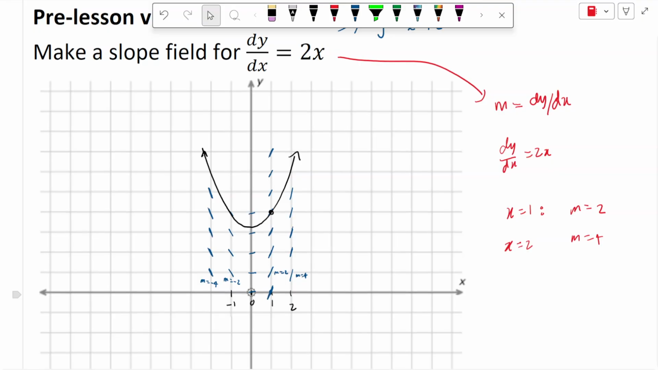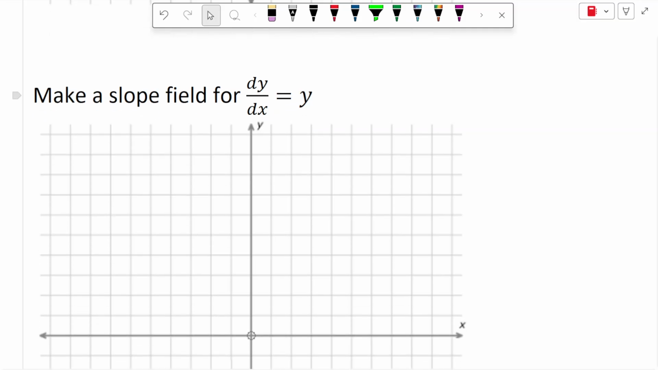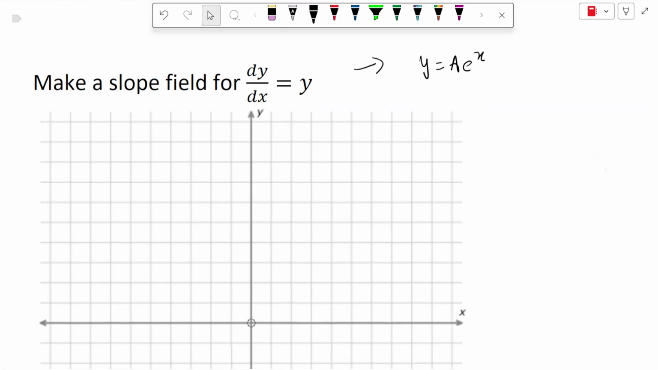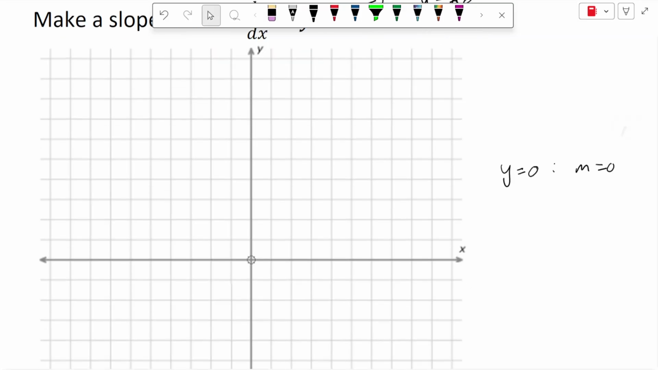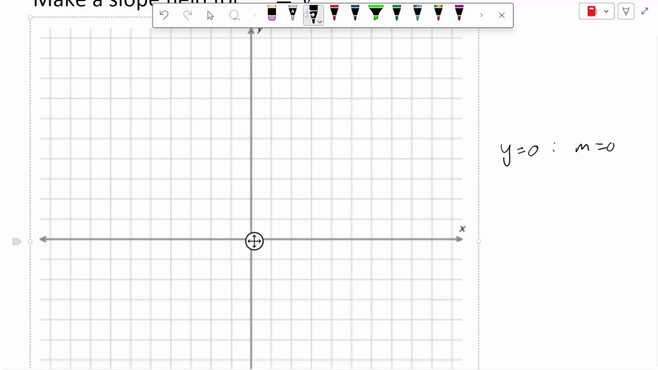Okay, so we need to do one for dy dx equals y. From the previous video on implicit differentiation, we actually know the solution here is some multiple of e to the x, but we'll see what this looks like. So here, it doesn't matter what x is. When y equals 0, the slope will be 0. So at this height here, I would expect the slope to be 0 all along this axis here.